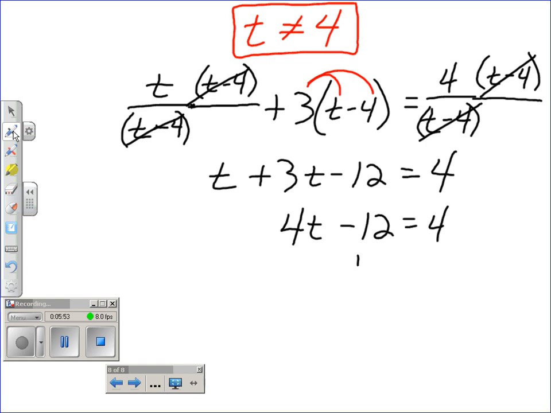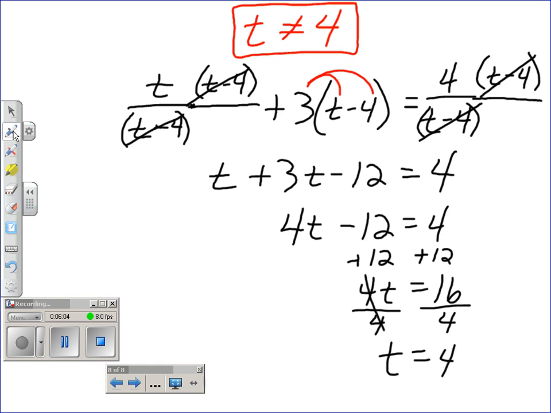Add 12 to both sides. 4t equals 16. Divide by 4, and t equals 4. So all is well, right? Life is good? No.